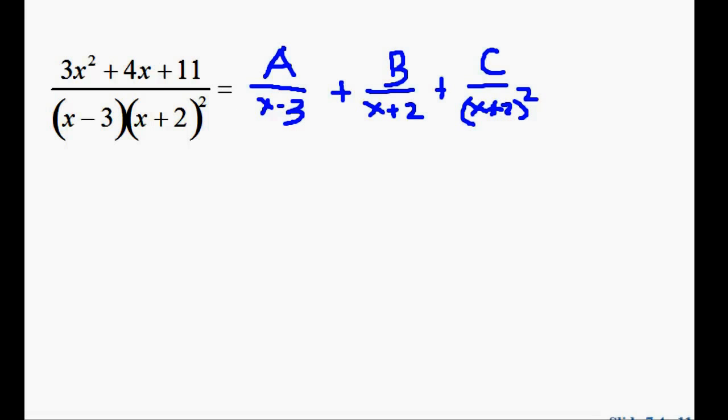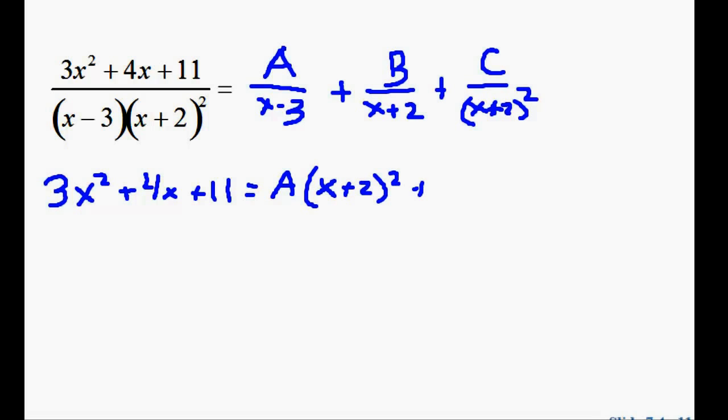Now we need to get rid of the denominators, so we'll multiply everything through by (x - 3)(x + 2)², and we'll end up with 3x² + 4x + 11 is equal to a times (x + 2)², the missing parts from the denominator, plus b times (x - 3)(x + 2), plus c times (x - 3).